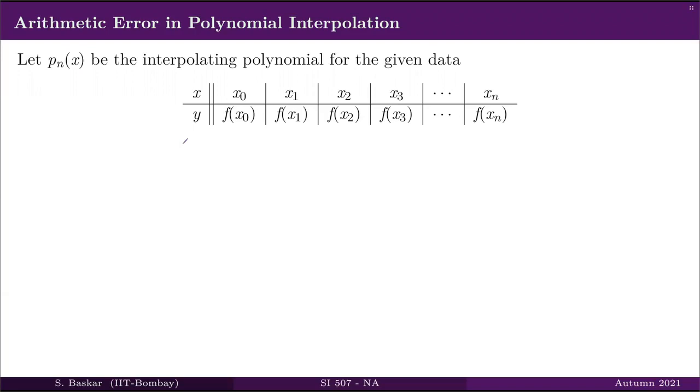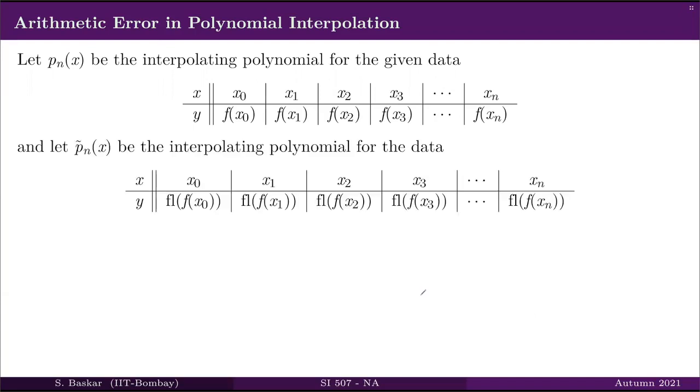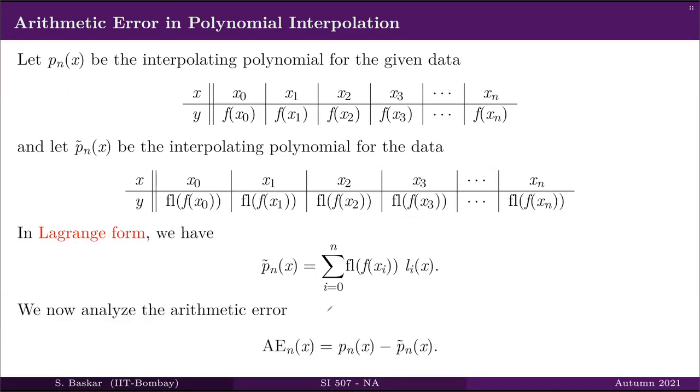Let Pn of x be the interpolating polynomial of a function f at the nodes x0, x1 up to xn, and let Pn tilde be the interpolating polynomial for the function f at the same nodes, but now the function values are not taken accurately, but only taken with a floating point approximation. We will consider the polynomial interpolation in the Lagrange form, and we are interested in studying the arithmetic error, which is given by Pn of x minus Pn tilde of x.